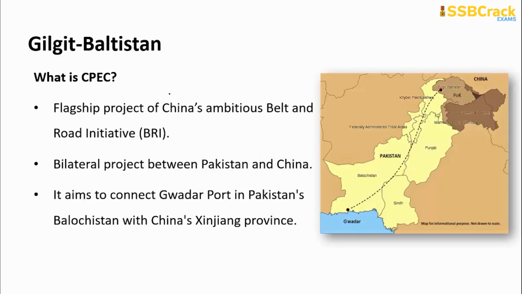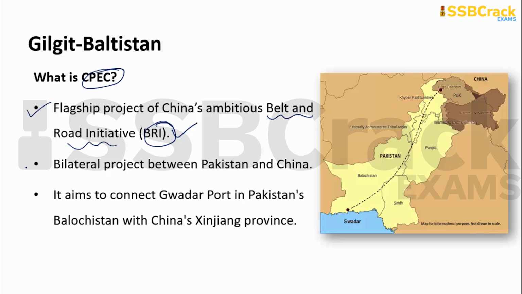So let's see what is CPEC, the China-Pakistan Economic Corridor. It is a flagship project of China's ambitious Belt and Road Initiative, BRI. It is a part of China's BRI project, and it is a bilateral project between Pakistan and China. What is the aim of this particular project?